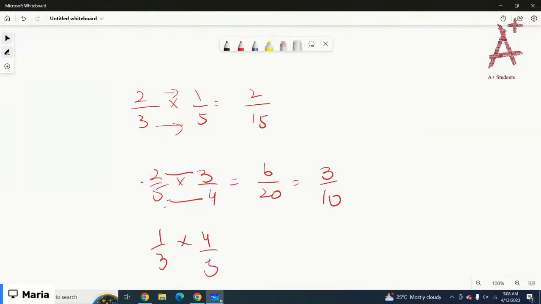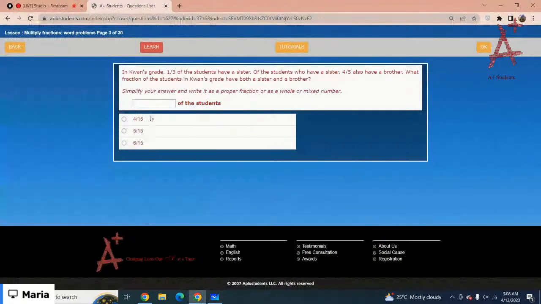Just multiply the numerators of both the fractions. It would be 1 times 4 is 4, and the denominators of both the fractions, 5 times 3 is 15. So it would be 4 over 15. So the correct option is 4 over 15. Just select the correct option, then click on the OK button.